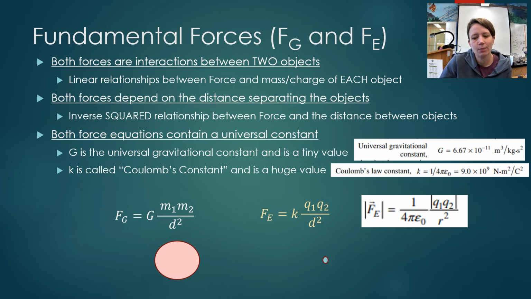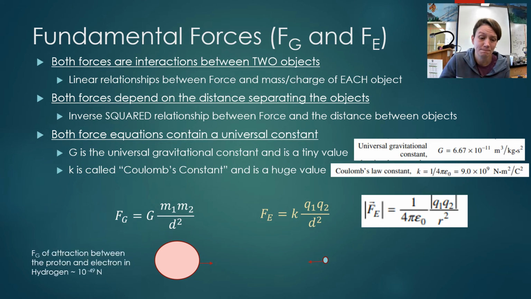So if we had a proton and an electron, they would be experiencing both of those forces because they have both mass and charge. So how would the magnitude of those forces compare if we're talking about a hydrogen atom, where they're located very close together? Well, the Fg of attraction between those two subatomic particles in an atom of hydrogen is about 10 to the negative 49th newtons. Now that's a really, really tiny amount of force, but of course they're pretty small particles as well, so it's non-negligible.